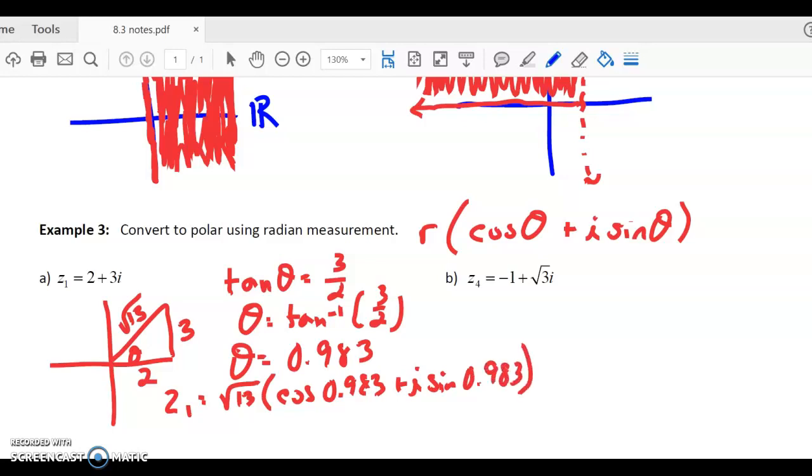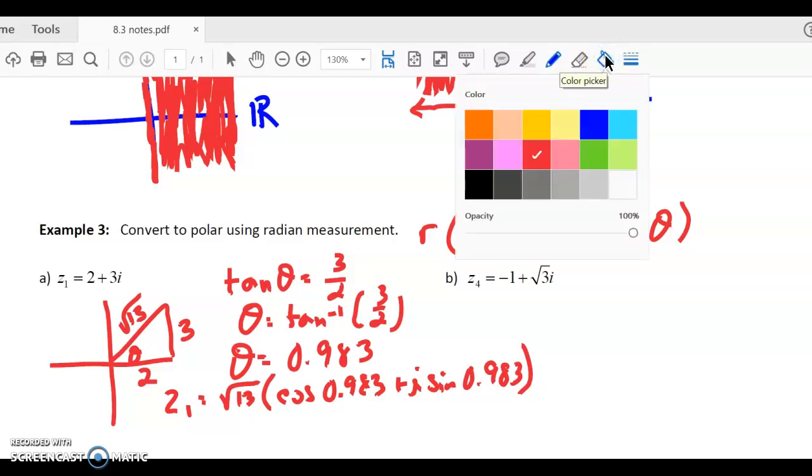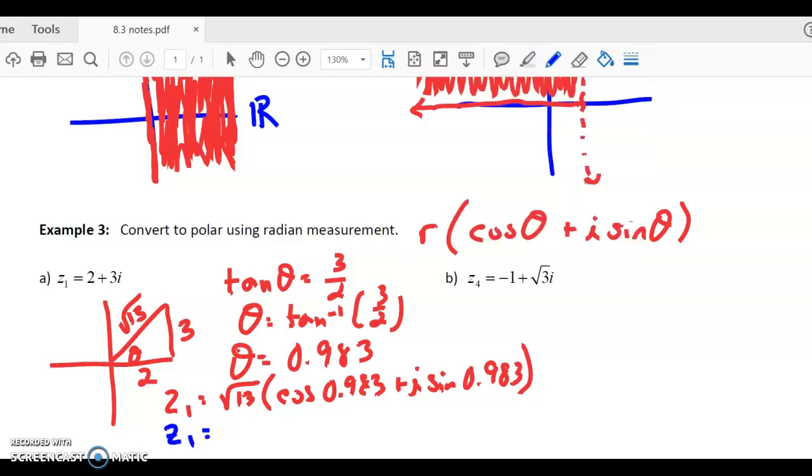But luckily, in my old pre-calc book, there was a shorthand notation that would save us from having to write out so much. So what I'm going to let you do is shortcut this, and you can write square root of 13 cis 0.983. That is the shorthand notation. And the cis, I want you to understand that the c is obviously the cosine, the i is the imaginary number, and s stands for the sine.